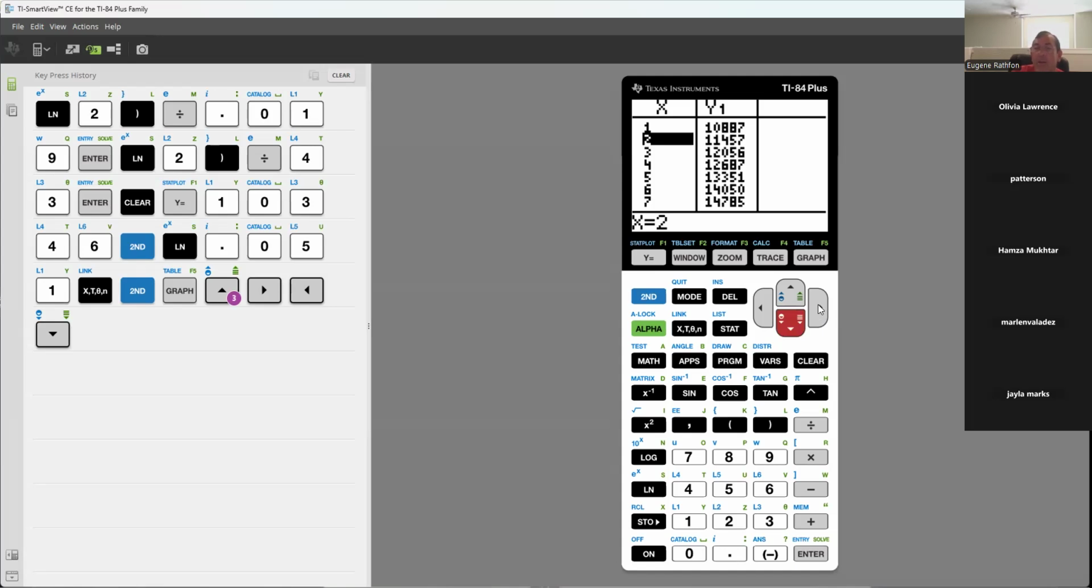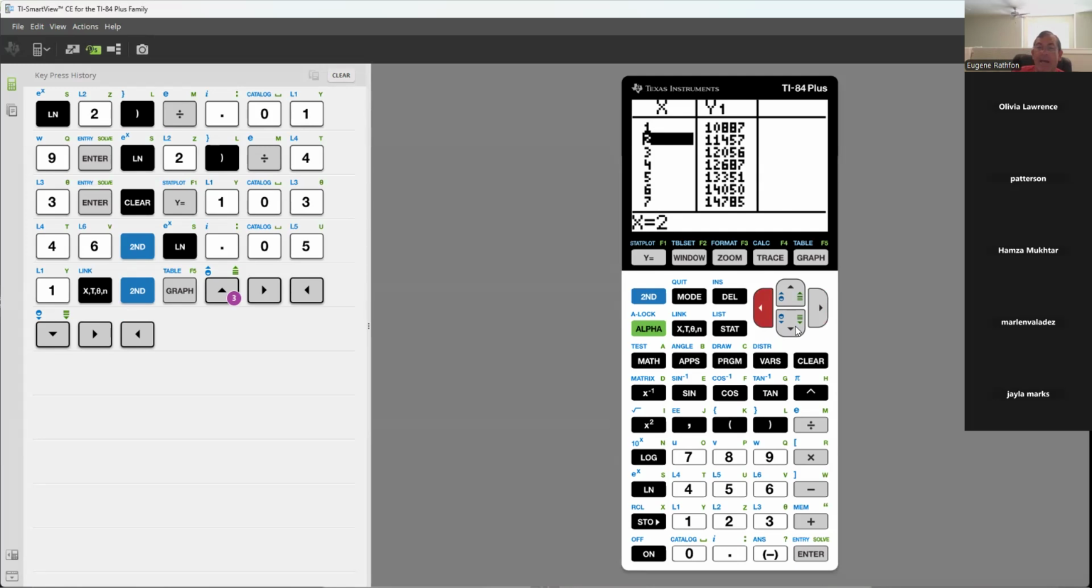I highlight 11,457. So it looks like that and rounded up. Because this one is 11,456.98, but the 8 has a 9 after it. So I'll make that a 9.